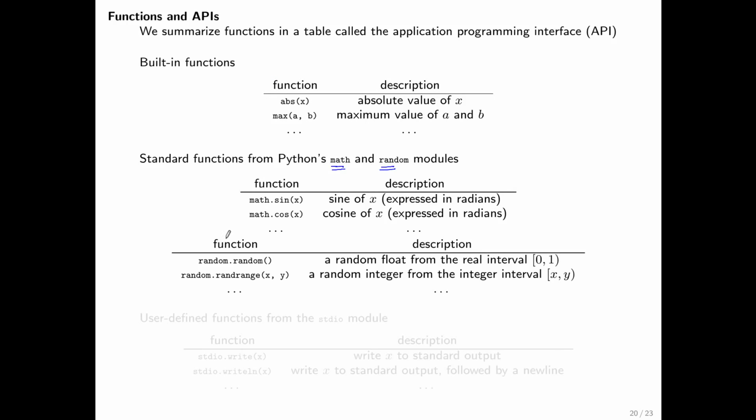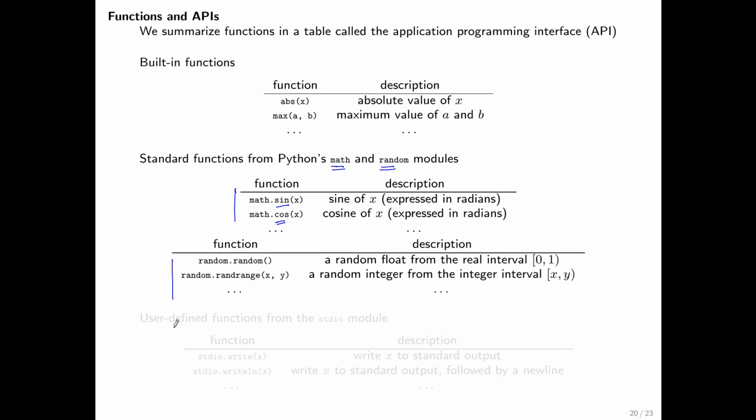Okay. Here is the API for the standard functions from Python's math and random modules. So math has a whole bunch of functions that are related to doing mathematics. All right. So here, for example, sine takes some angle in radians and returns the sine of that angle. Cosine returns the cosine of an angle expressed in radians. And there are many other functions inside of math. Okay. So this is the API for the math library.